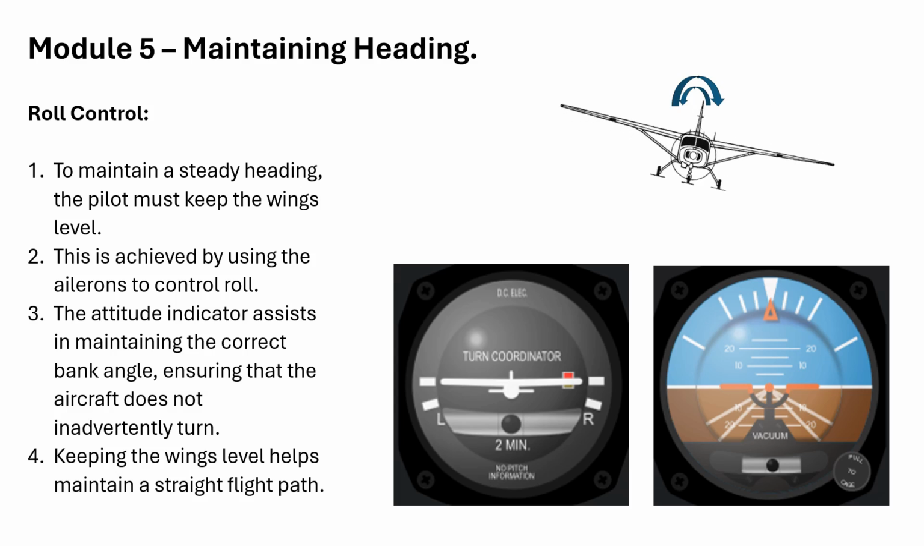Maintaining heading. Roll control. 1. To maintain a steady heading, the pilot must keep the wings level. 2. This is achieved by using the ailerons to control roll. 3. The attitude indicator assists in maintaining the correct bank angle, ensuring that the aircraft does not inadvertently turn. 4. Keeping the wings level helps maintain a straight flight path.